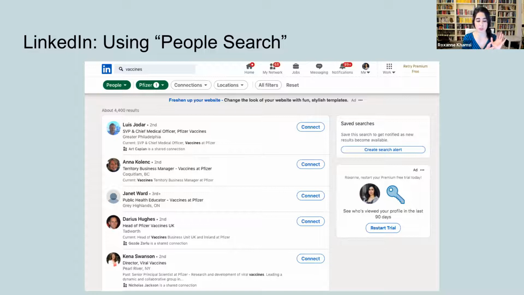Let's say there's a pharmaceutical company that's in the news and you'd like to either help a reporter find a source, or you're a reporter and you'd like to find a source. You can use the people search. On the top left, you see I've chosen people, and just randomly I chose Pfizer.